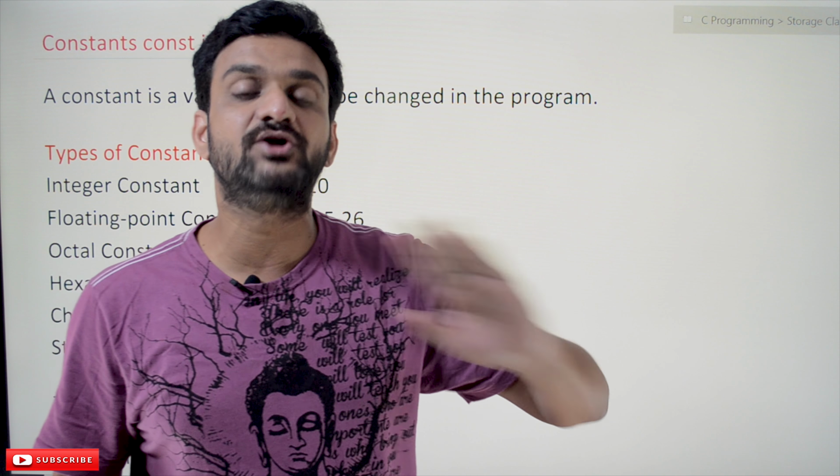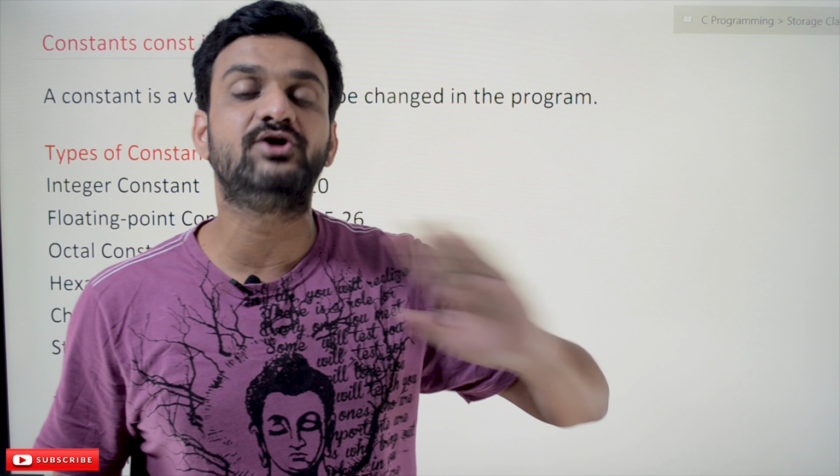Those types of constants can be created in C programming, and that creation can be done in two different ways. One way is by using the const keyword, and the other one is hash define, which is what we call a preprocessor directive. So there are two different ways. One way is the const keyword. In this class we'll try to understand about the const keyword.